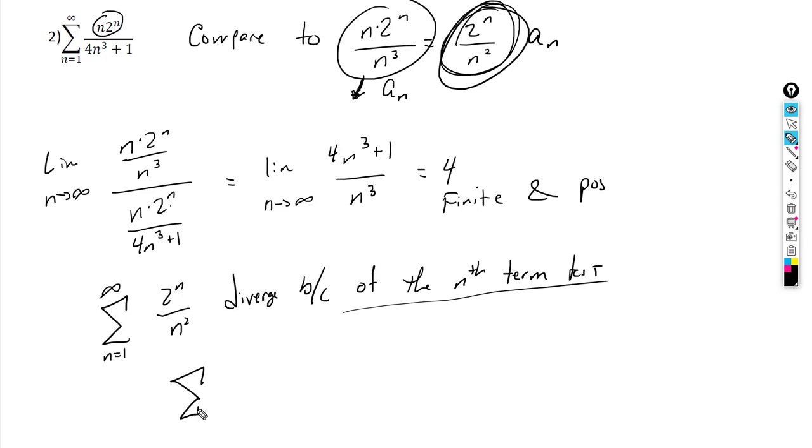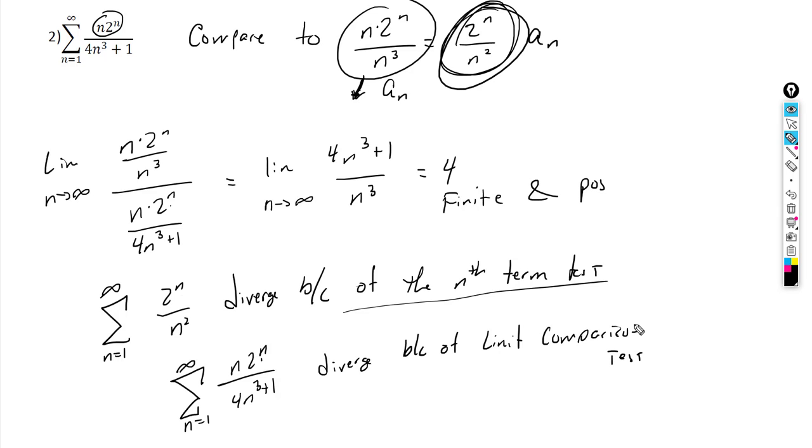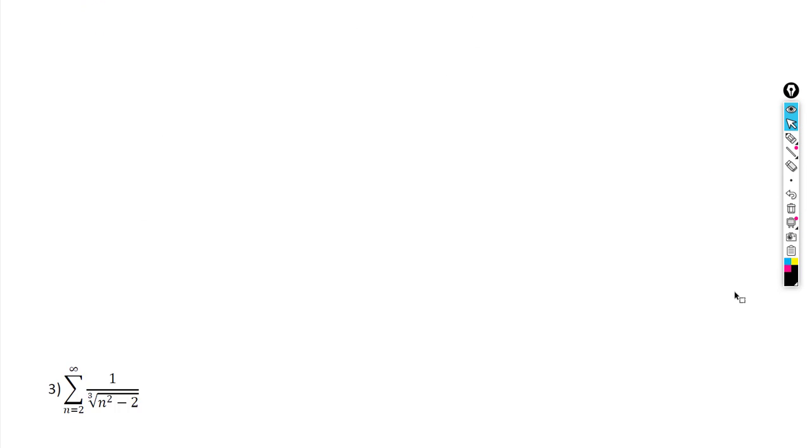And therefore, we know that our original function of n 2 to the n over 4n to the 3 plus 1 is going to diverge because of limit comparison test. Okay? Fantastic. Let's go on to the last one here, and then we'll be done with this video.